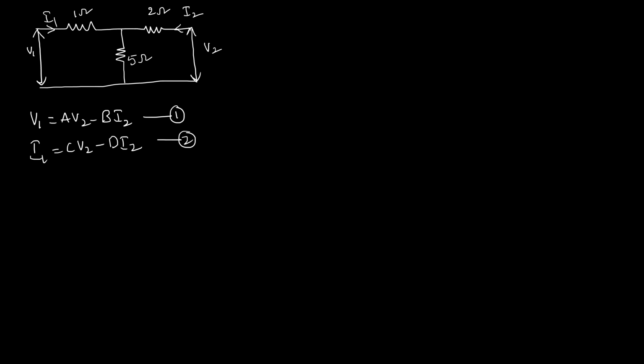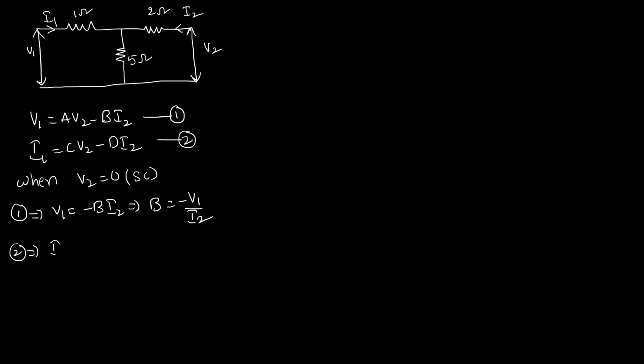Okay, so now let us apply the first condition. When V2 becomes 0, what happens? It will behave like a short circuit. Okay, now from the first equation, what can we write? V1 equal to minus B into I2. So B is minus V1 by I2. Now from the second equation, I1 equal to minus D into I2. So D equal to minus I1 by I2.